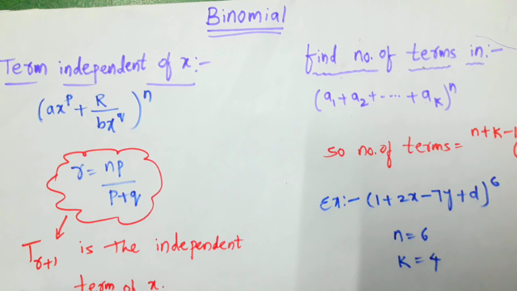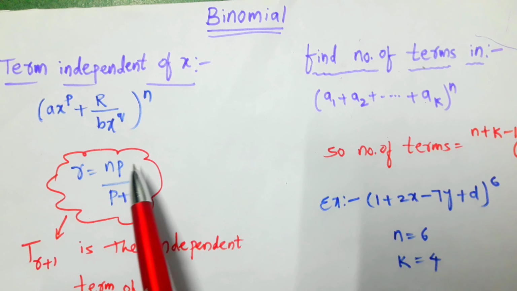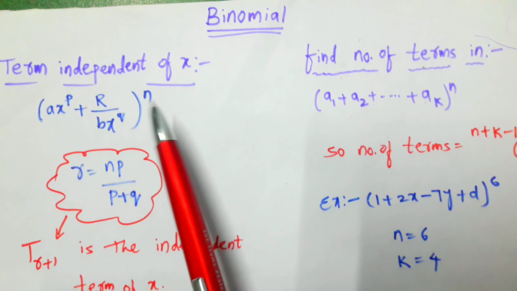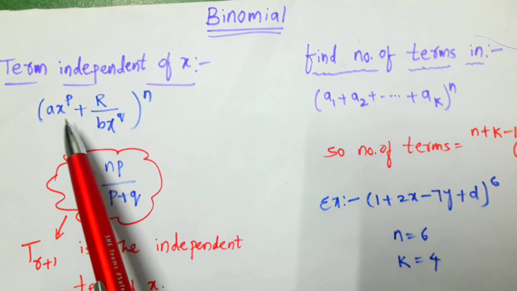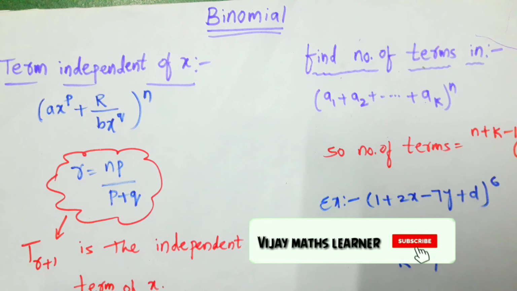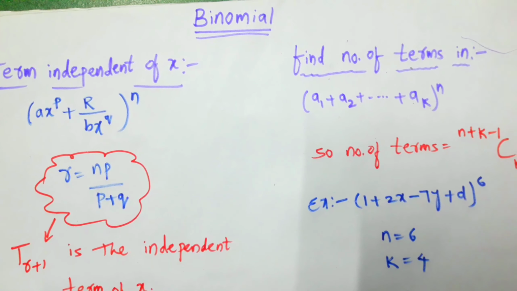Here to find the r value, what is the formula? r is equal to np/(p+q). Here n is the power and p and q are the powers of x. Okay, now similarly, next see here is the second one.